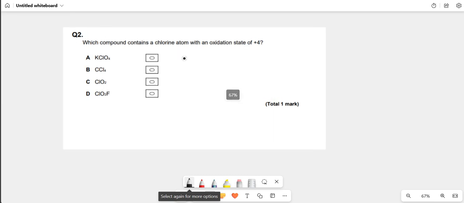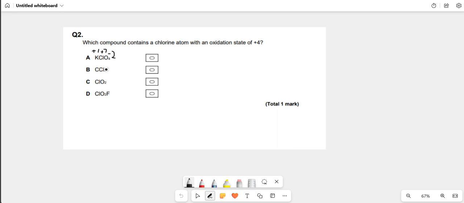Compound 2. Which compound contains the chlorine atom with the oxidation state +4? Let's go through it easy, because even if it's wrong, you still need to get practice. So KClO4. Oxygen is always -2. K is always +1 because it's a first group metal. Cl, because this is -8, needs to add up to -8, and this is +1, so this needs to be +7. So now the overall is 0. So there, chlorine is not +4.